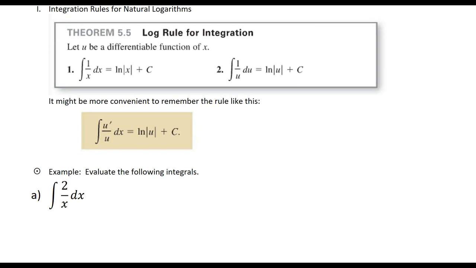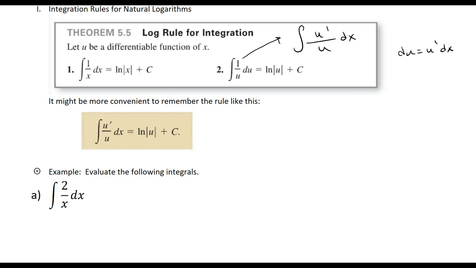If we let u be a differentiable function of x, then the integral of 1 over x with respect to x is equal to the natural log of the absolute value of x plus c, and the integral of 1 over u with respect to u is equal to the natural log of the absolute value of u plus c. Now when you have this particular integral, you might find this a little bit easier to work with if you think of it as the integral of u prime over u dx, because remember du is u prime dx, so that might make your work a little bit better.